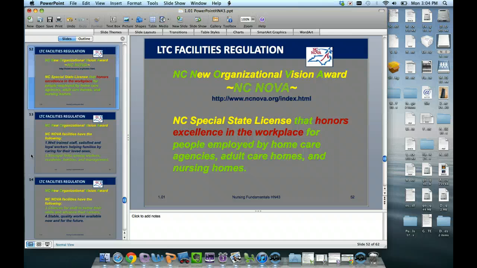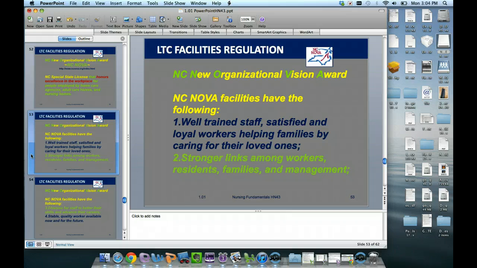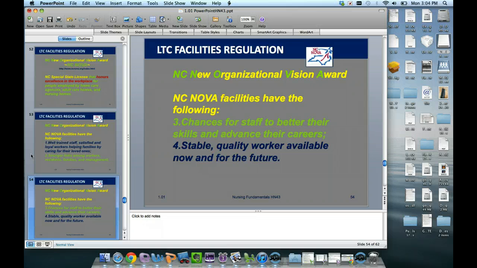The North Carolina state award that honors excellence in the workplace for people employed by home care agencies, adult care homes, and nursing homes is the North Carolina New Organizational Vision Award. Facilities that have the following can get this award: well-trained staff, satisfied and loyal workers helping families by caring for their loved ones, stronger links between coworkers, residents, families, and management, chances for the staff to better their skills and advance their careers, and stable quality workers available now and in the future.